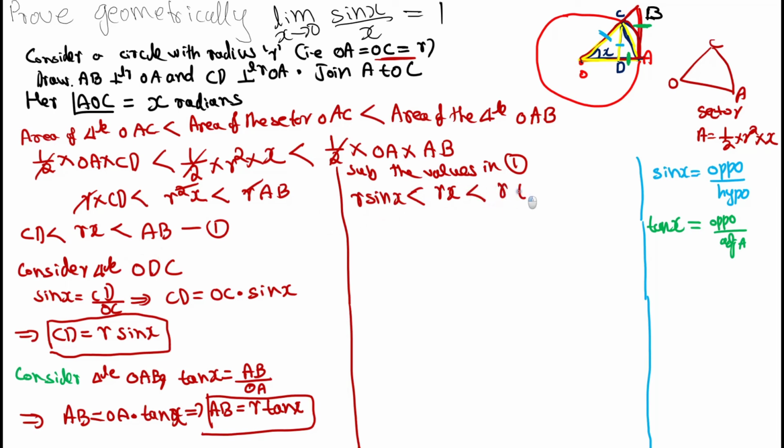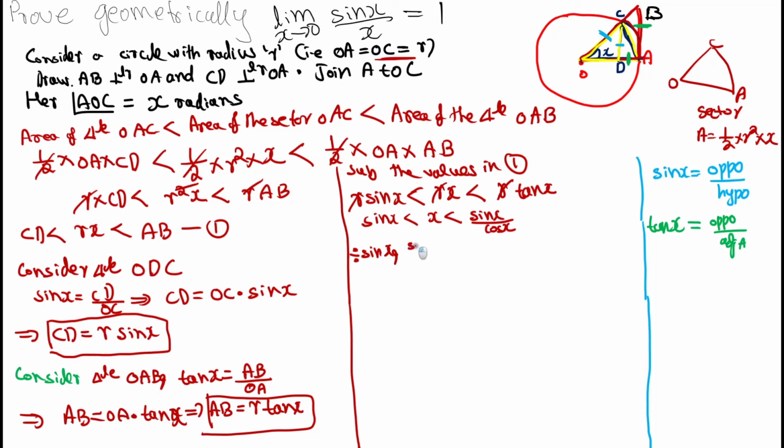AB is R into tan x. In the next step, R and R cancel. So I can write sin x less than x less than tan x, which is sin x divided by cos x. Next step is dividing this throughout by sin x, because in the derivation we need sin x by x, so in the middle I need to get x by sin x. Then later we can take the reciprocal.